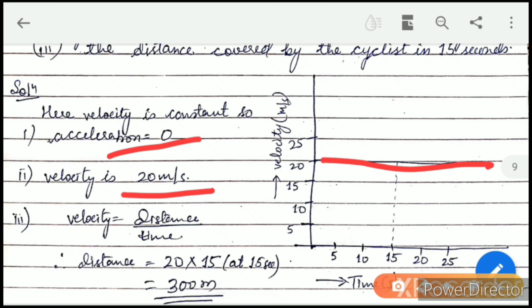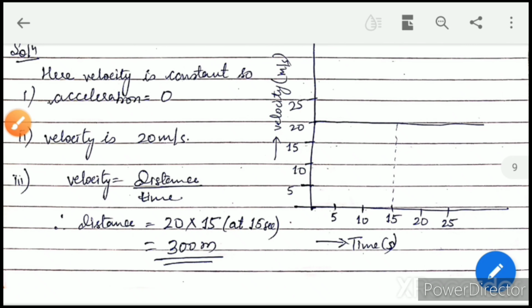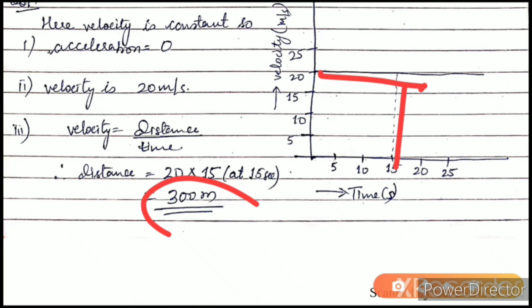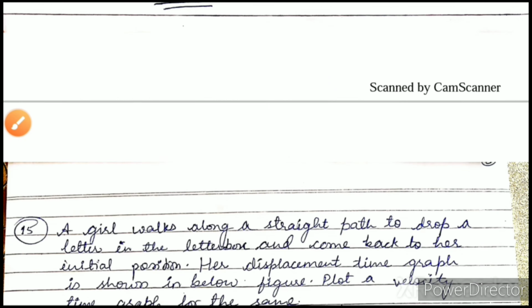Velocity, second case, from the graph it is clear that it's 20 meter per second. Now we know that velocity is equal to distance traveled by time taken. So distance will be this velocity into time. So at 15 seconds, the distance will be 300 meter.